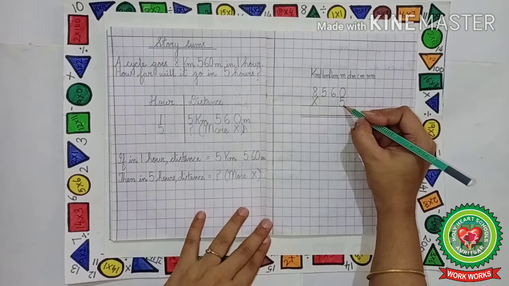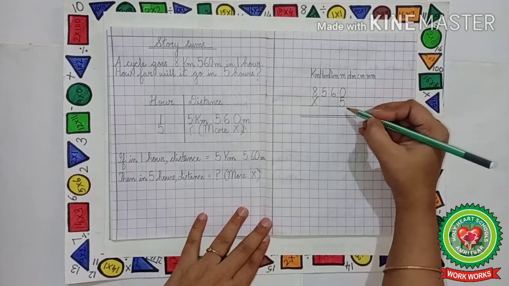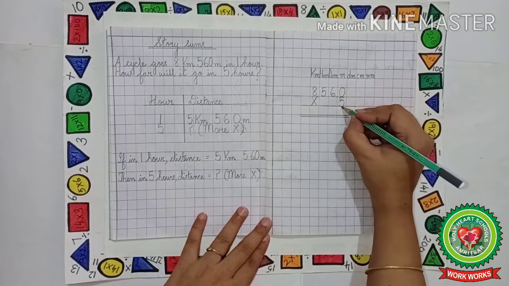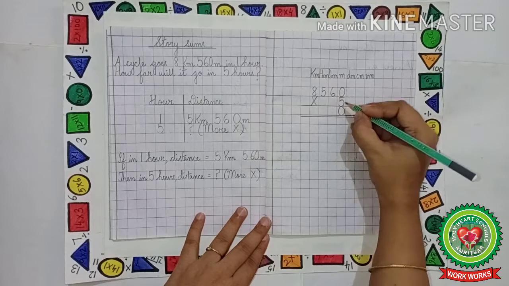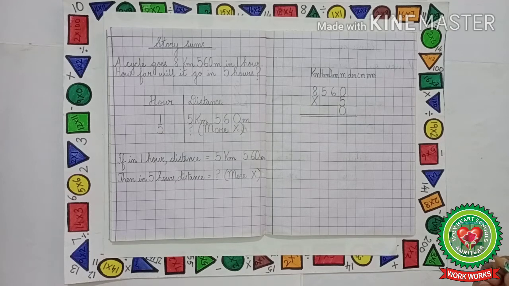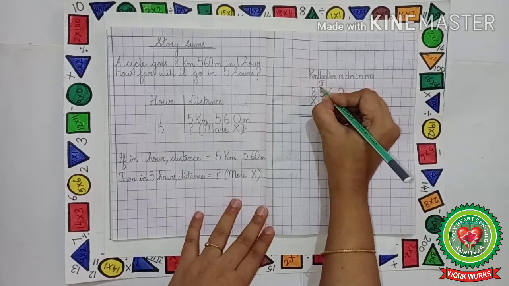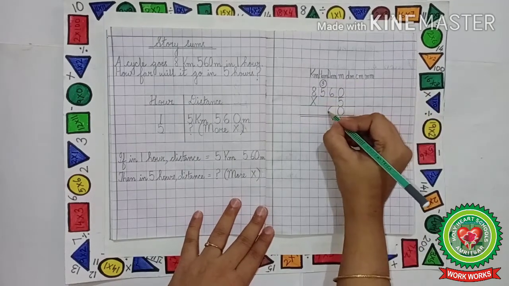We have to multiply it by 5, so we must know the table of 5. Let us start multiplying from the right side. 5 zeros are 0. 5 sixes. Now let us speak the table of 5. 5 ones are 5, 5 twos are 10, 5 threes are 15, 5 fours are 20, 5 fives are 25, 5 sixes are 30. So we will write over here 3 as carry and 0 down.